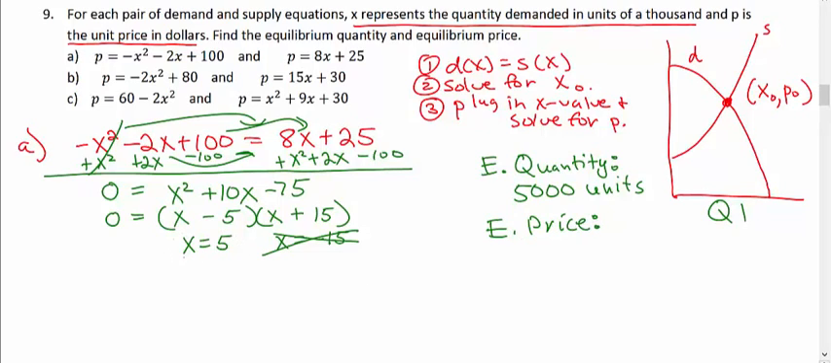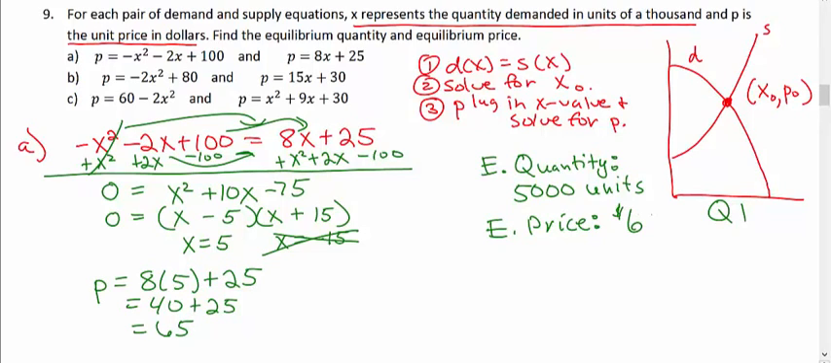We're going to take our x value of 5 and we're going to plug it into either of the functions. Remember that we're looking for the value where x and p are exactly the same for both functions. So it doesn't matter which one you plug into, so I'm going to choose to plug it into the simpler equation. The price would be 8 times 5 plus 25. That's 40 plus 25, which gives us $65. So our equilibrium price will be $65.